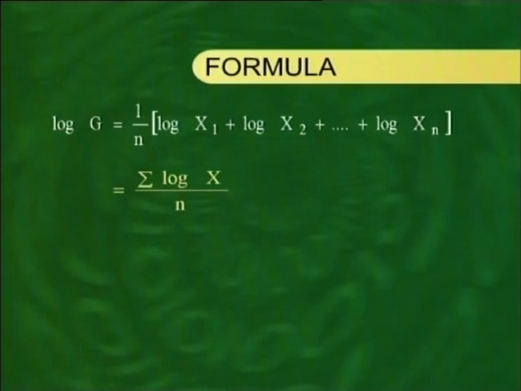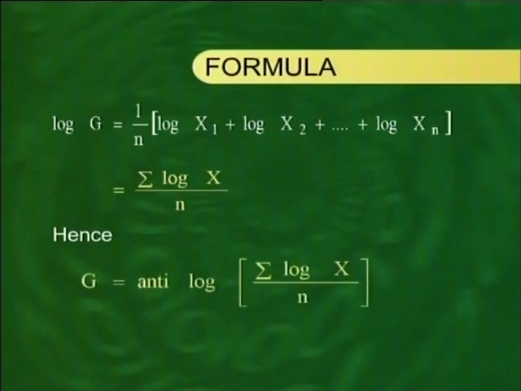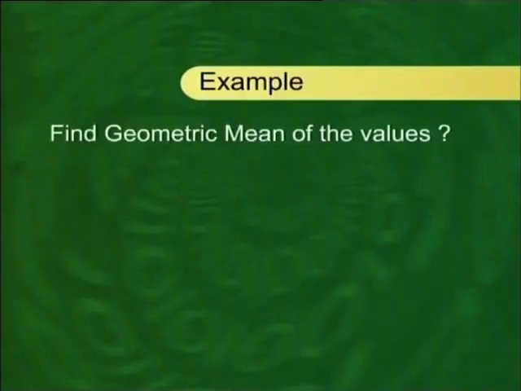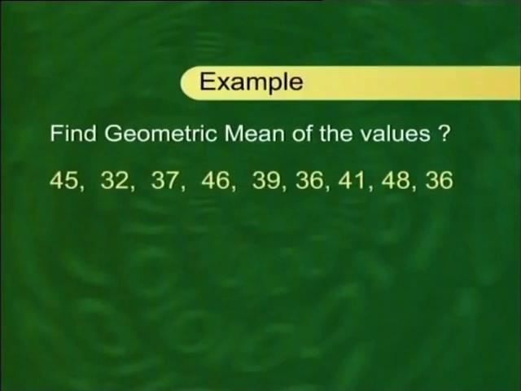But since we are interested in finding g, therefore we take the antilog, and the final formula is that g is equal to antilog of sigma log x over n. Let me apply this concept of the geometric mean to a very simple example. Suppose that we have values 45, 32, 37, 46, 39, 36, 41, 48 and 36.